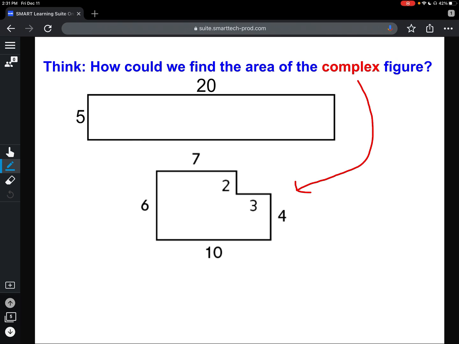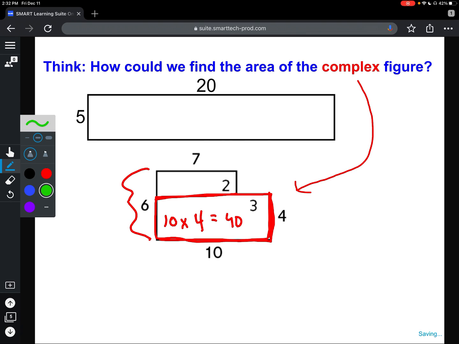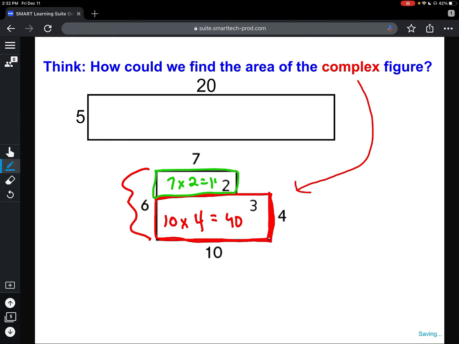The first way, I could draw my line here, and now I have 2 rectangles, right? And on the inside of this box, my length is 10, and my width here, notice it's just 4. It's not 6 because this whole line is 6. So the inside of my box here is 40. Then in the other rectangle, my length is 7 and my width is 2. What do you think I would do with those 2 numbers on the inside? We'll come back to this in a little bit.